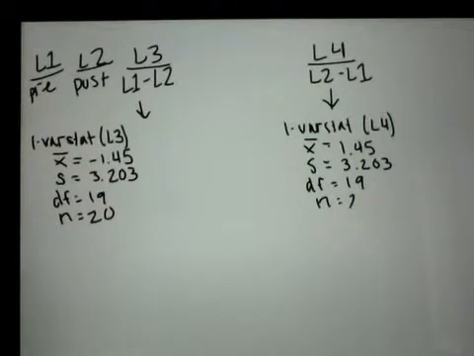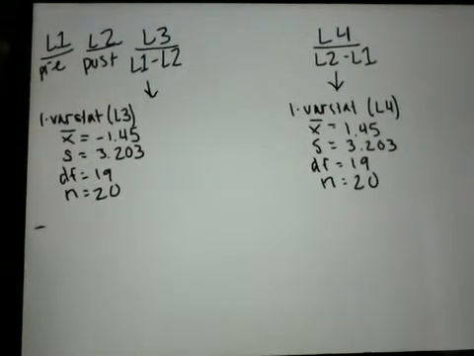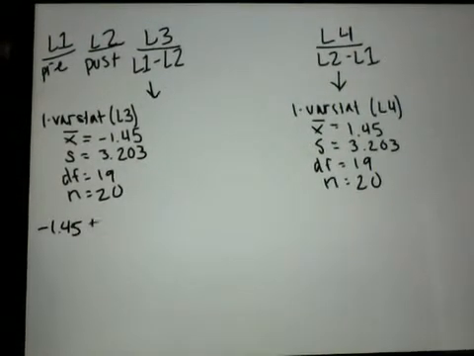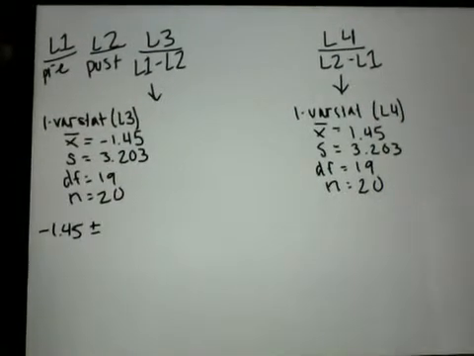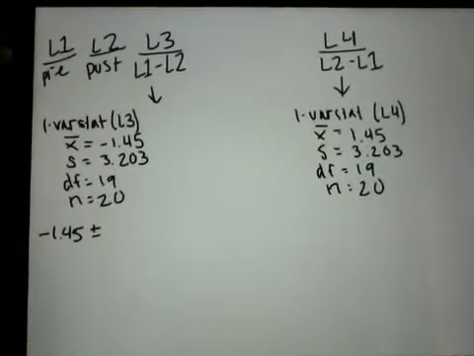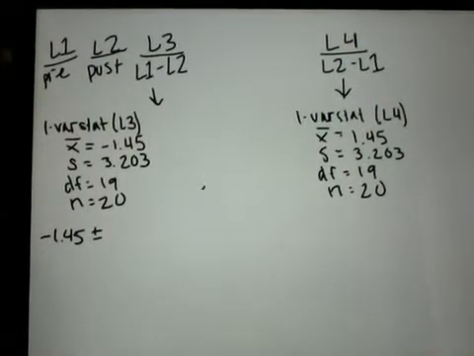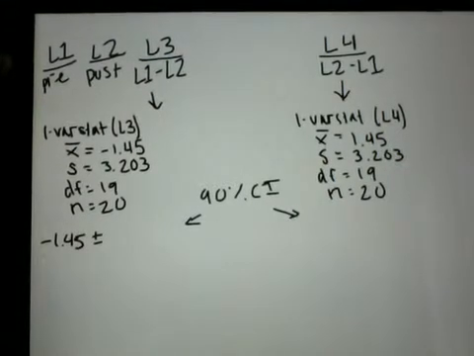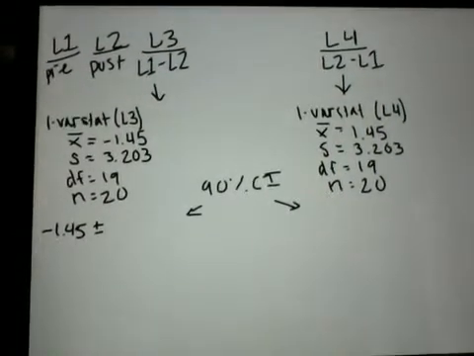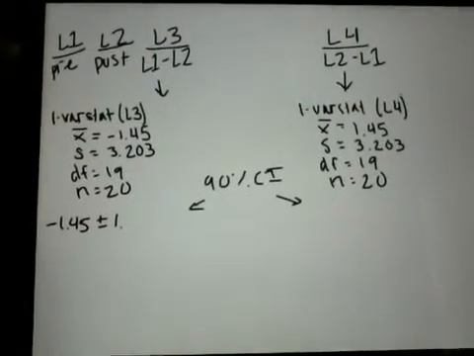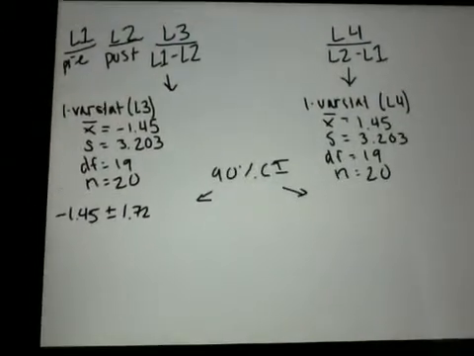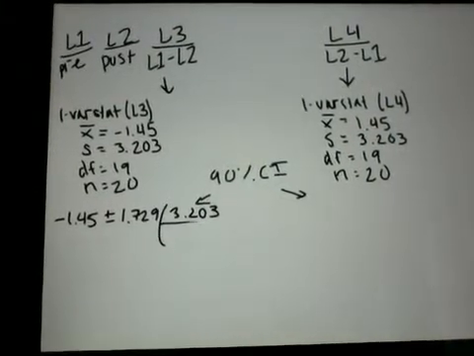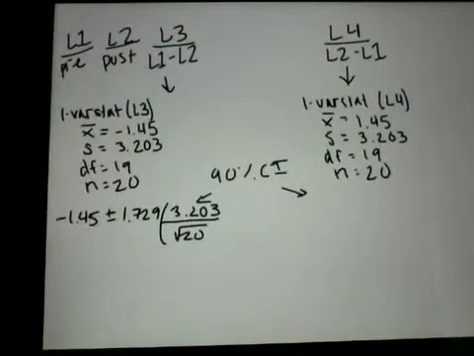Alright, so now I'm going to do two separate calculations. I'm going to have my sample mean difference of negative 1.45 plus or minus, using my degrees of freedom, and I wanted to do a 90% interval here. So 90% interval. I'm going to get a critical value of 1.729 times my standard deviation over square root of 20.